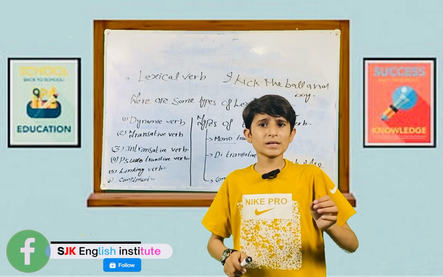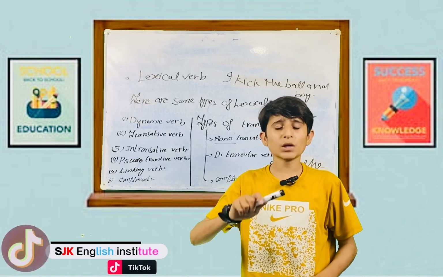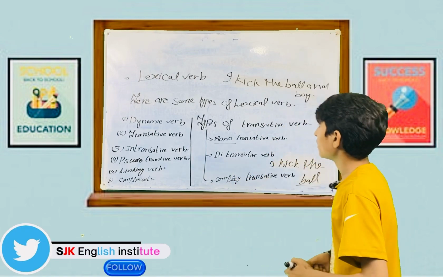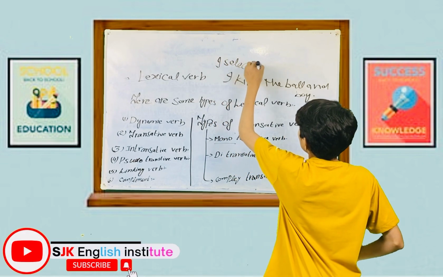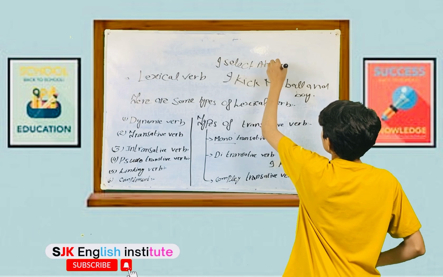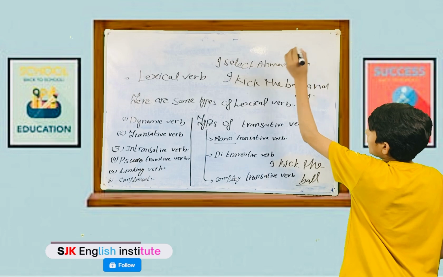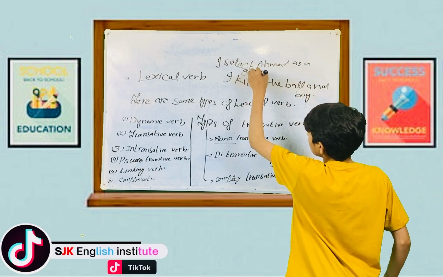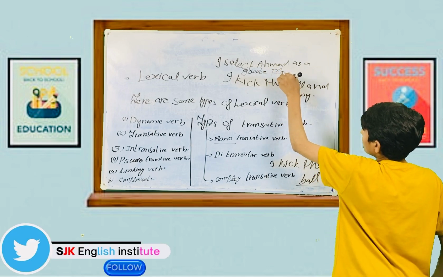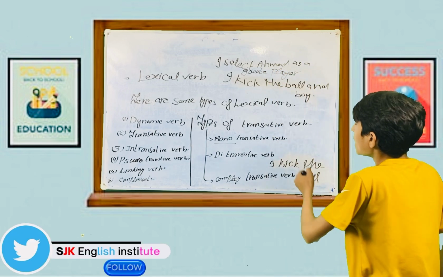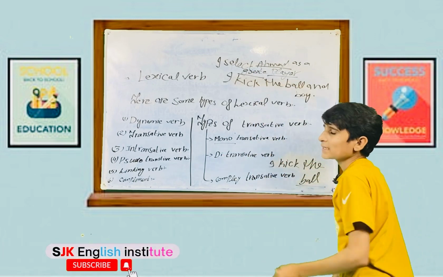Complex transitive verbs have one object but more than one complement. For example, I select Ahmad. I select Ahmad is a great player. And in this sentence, Ahmad is the object and great player is the complement.